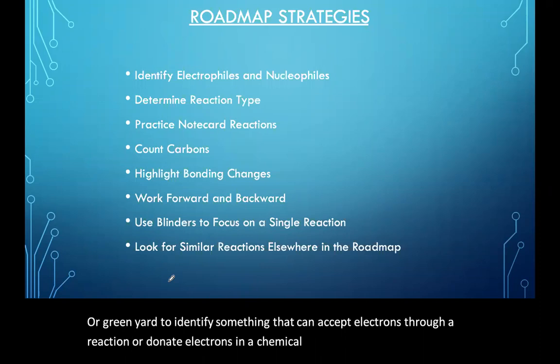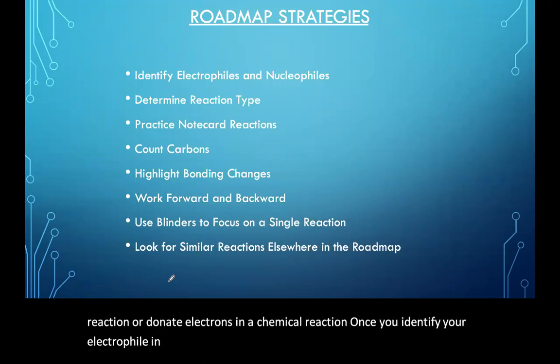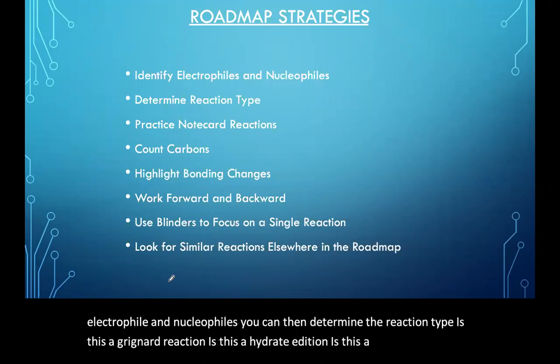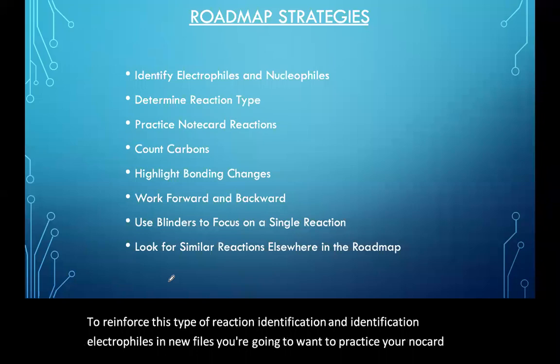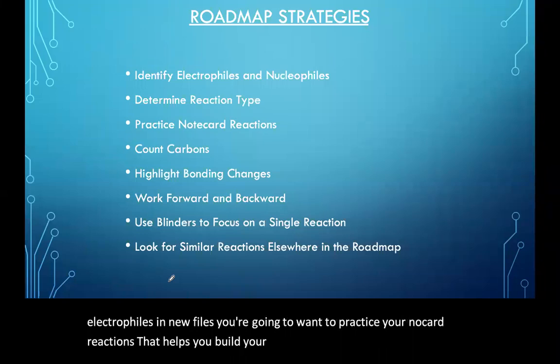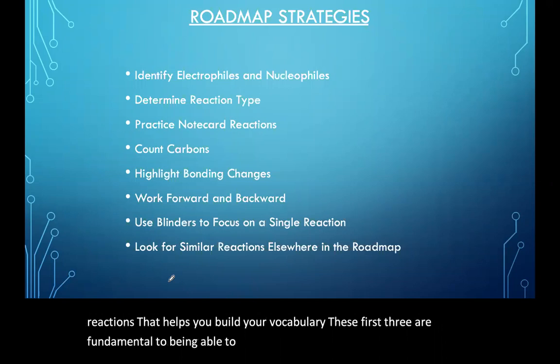Once you identify your electrophile and nucleophiles, you can then determine the reaction type. Is this a Grignard reaction? Is this a hydride addition? Is this a Wittig? To reinforce this type of reaction identification and identification of electrophiles and nucleophiles, you're going to want to practice your note card reactions. That helps you build your vocabulary. These first three are fundamental to being able to work on roadmap type questions.